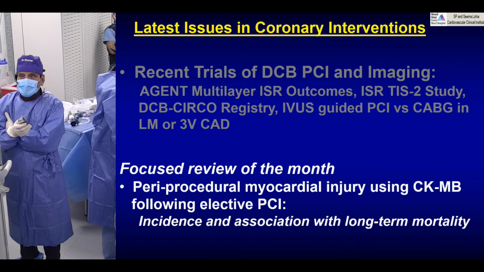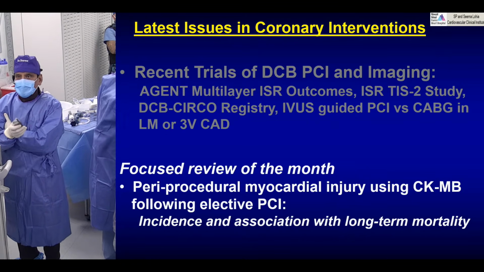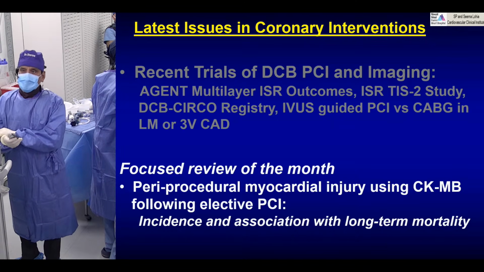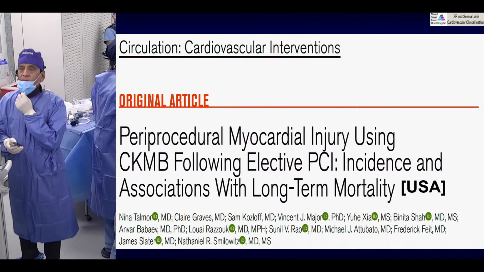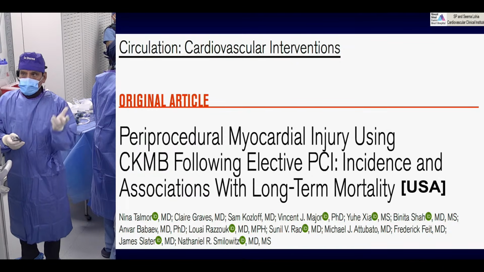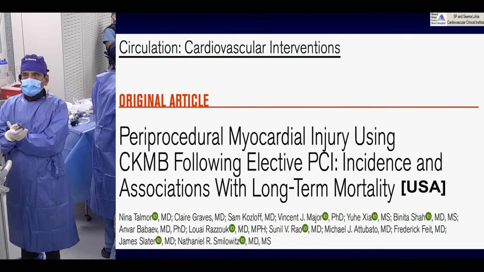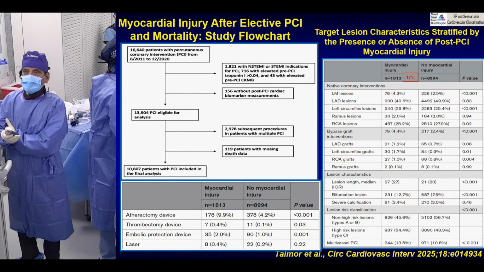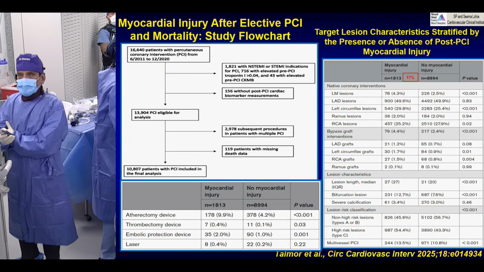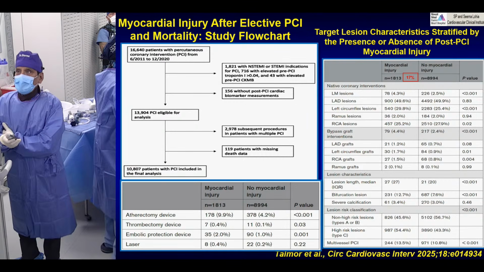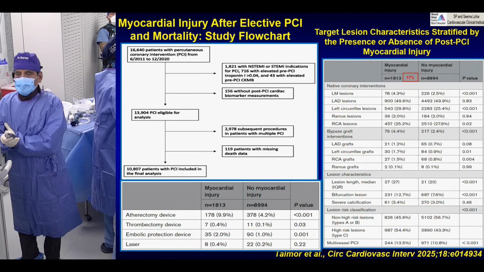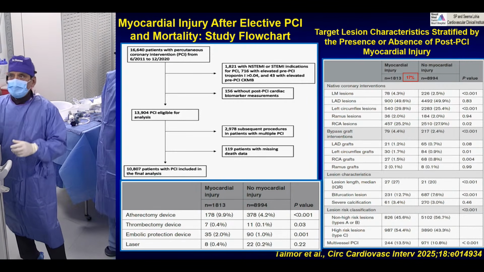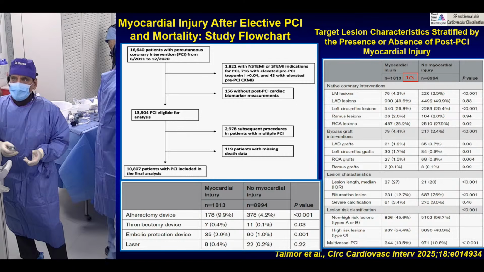Then lastly, the focus review of the month was the new data on peri-procedural myocardial injury using CKMB following elective PCI, incidence and association with long-term mortality. Remember, we have published quite a few papers on this issue, including troponin and MBs. Basically, this is again from the large database of the NYU Medical Center, about 10,000 plus cases. Myocardial injury, meaning any CKMB elevation, occurred in about 17% of cases. And they looked at the various predictors of where it occurred, in particular left main lesions.